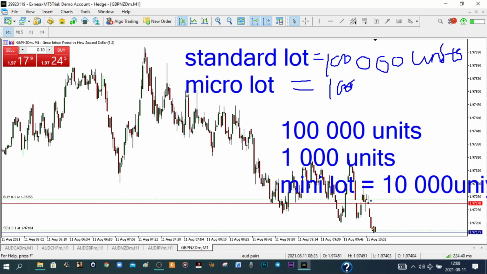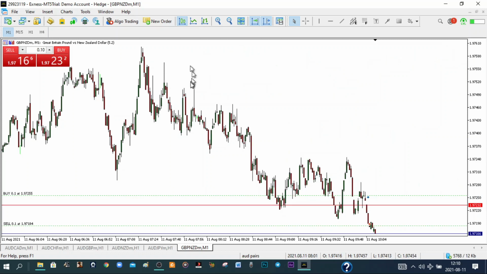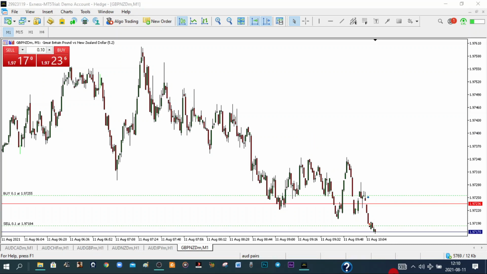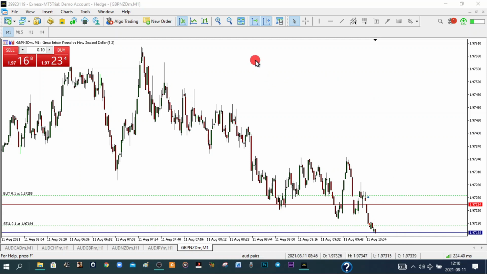Now, if I may clear all these drawings and then bring back my highlighter so that you can follow along. In other words, what we are saying is you need at least $100,000 if your account is in US dollars. You need at least $100,000 in order to open one standard lot. Remember, we said one standard lot is close to 100,000 units.